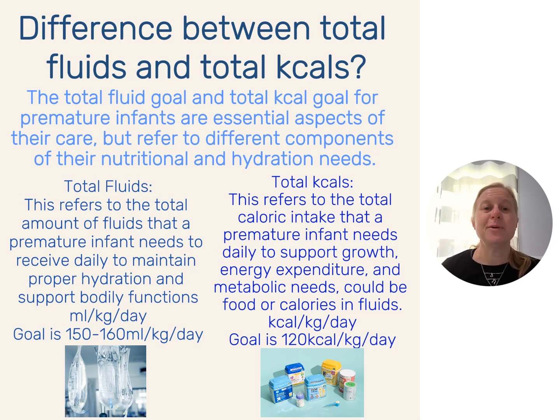So we talk about total fluids, but we also hear this phrase like total kcals. How many kcals does a baby need to grow? And that is really kind of the difference here. Total fluids is the amount of fluids they need to maintain hydration and support their bodily functions. We talk about total fluids in mL per kilo per day. And kcals is the amount of calories a premature infant or a sick term infant needs to support growth, energy expenditure, and metabolic needs. For growth, an infant needs a minimum of 120 kcals per kilo per day in order to grow, to put on weight, to create new bone, for their lungs to grow.